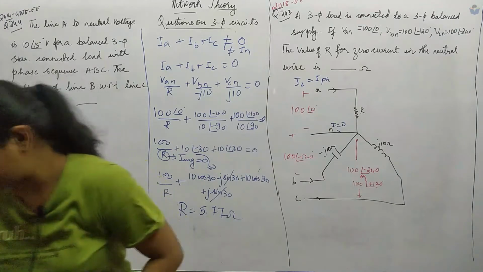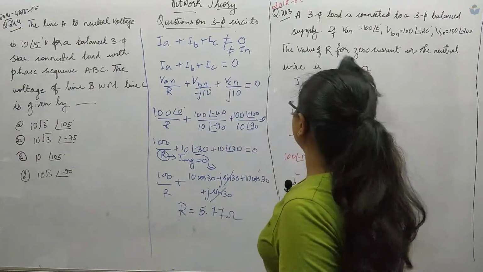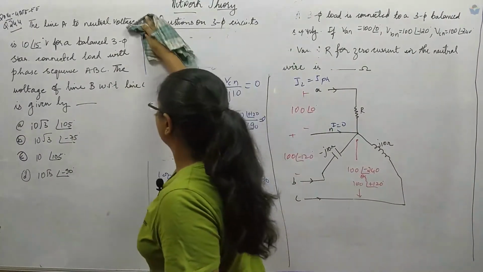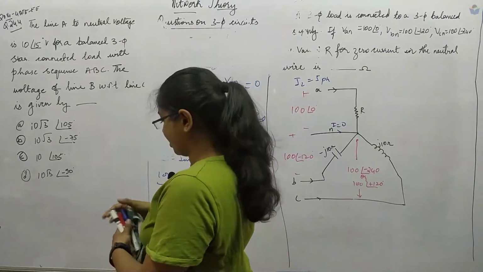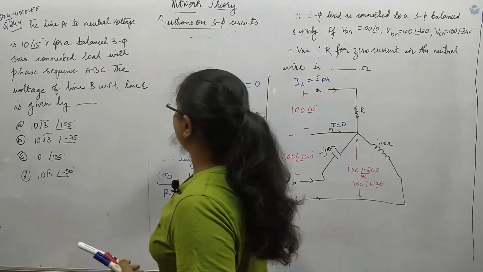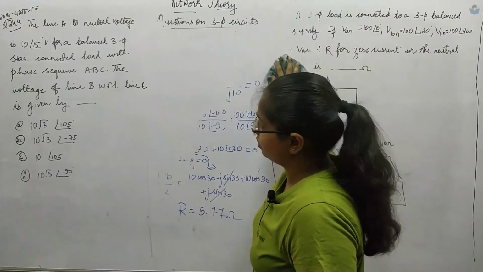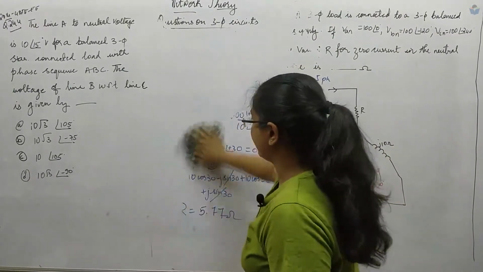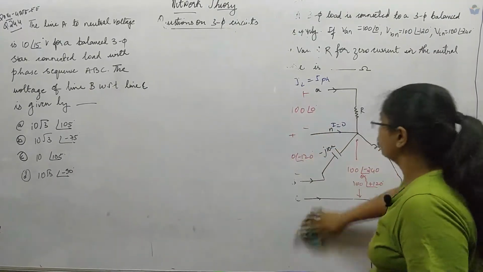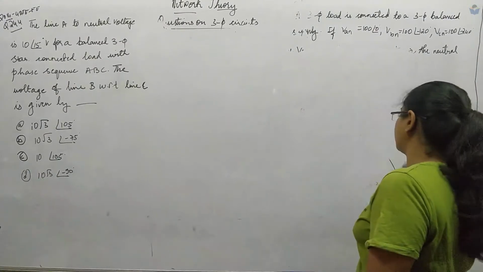Next, coming to the 244th question. It was asked in GATE 2014 in electrical branch. So this is line C. The line A to neutral voltage is, amplitude is 10 and angle is 15 degrees for a balanced 3-phase star connected load. So they have already given it as a balanced 3-phase star connected load. So it's a balanced load.